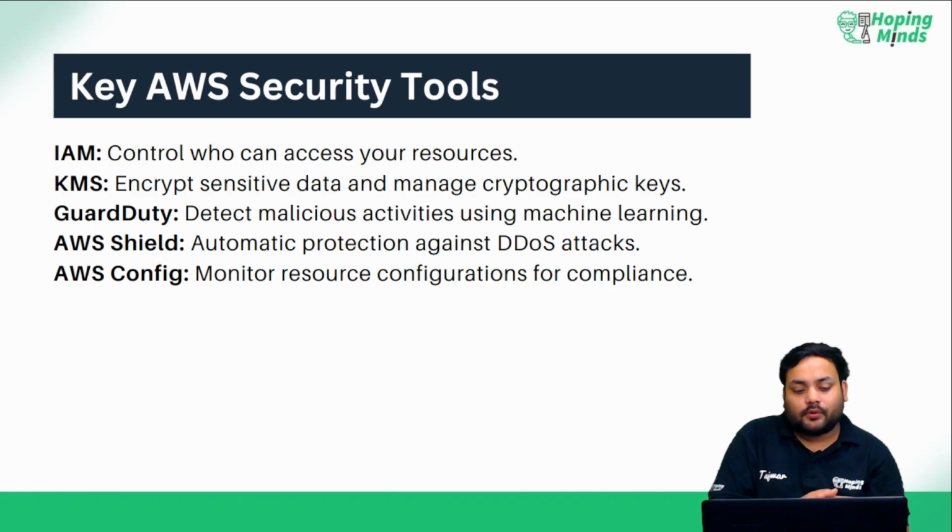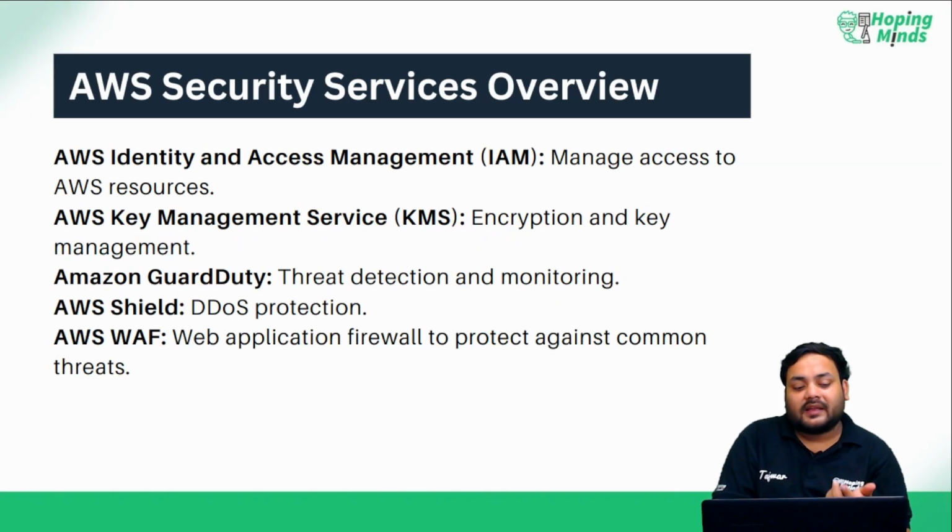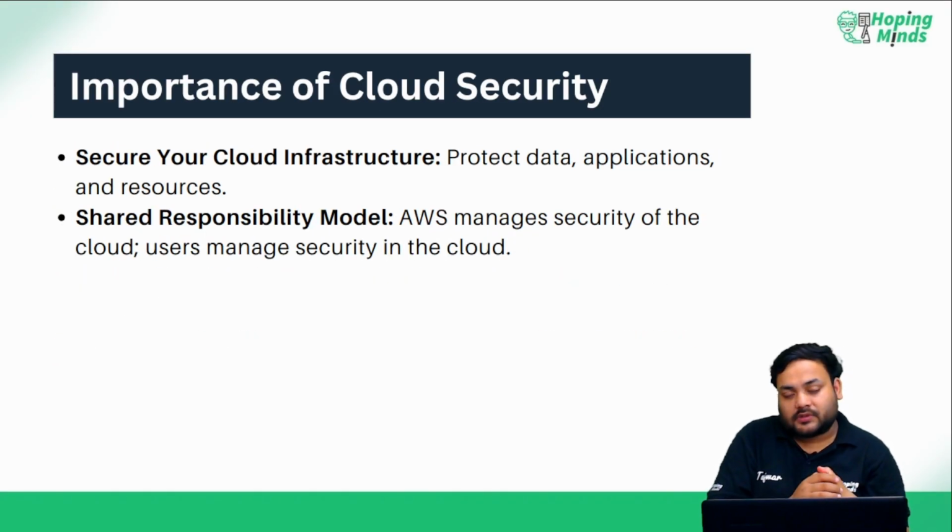So I've already told you these are the key AWS security tools: IAM, KMS, GuardDuty, AWS Shield, and AWS Config, which is about how we can monitor and configure our resources for compliance or anything else like that. This is how we can understand the importance of cloud security, the different AWS security services, and the AWS security tools which we have. I hope you have understood what kind of services AWS provides in order to protect our cloud resources.